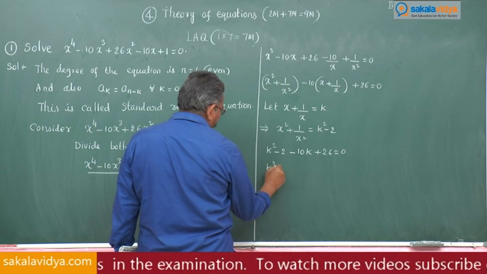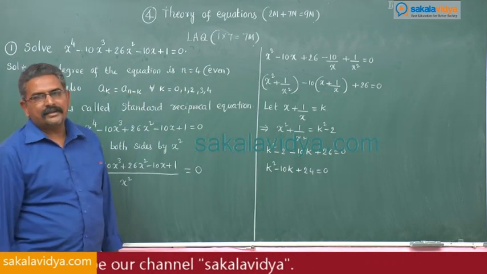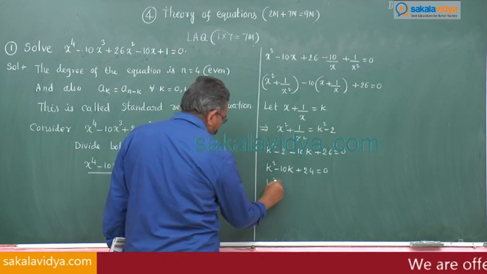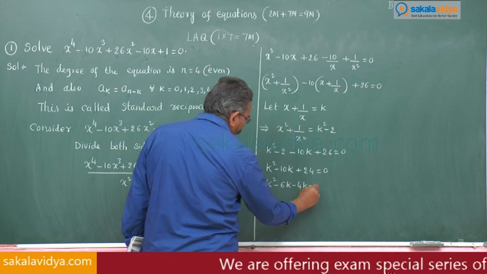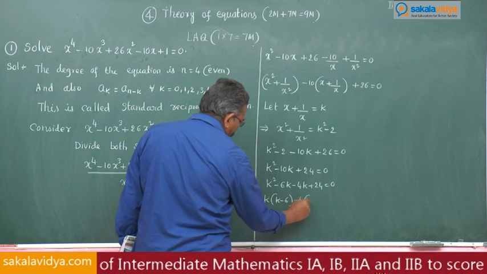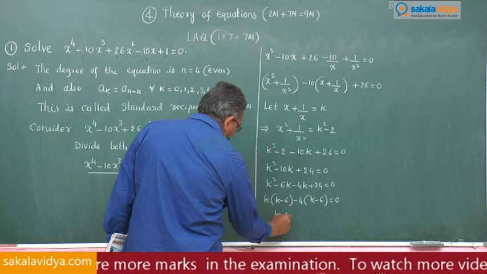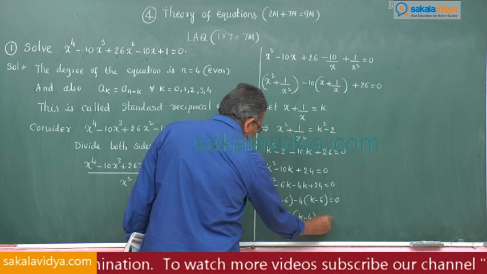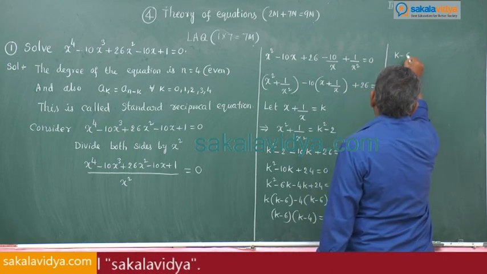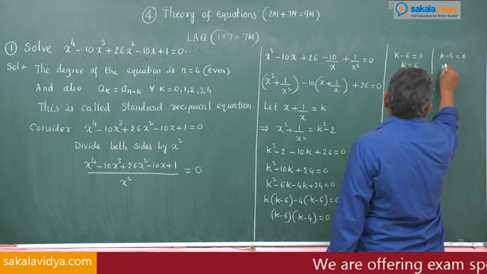This we can write as k square minus 10k plus 24 is equal to 0. Now we have to find the factors: 6 plus 4 is 10, and minus 6 into minus 4 is 24. So we can write k square minus 6k minus 4k plus 24 is equal to 0. Taking k common, k minus 6, minus 4 common, k minus 6 equal to 0. Now k minus 6 is taken out, k minus 6 into k minus 4 is equal to 0. So k minus 6 is equal to 0 or k minus 4 is equal to 0. We get k is equal to 6 and k is equal to 4.